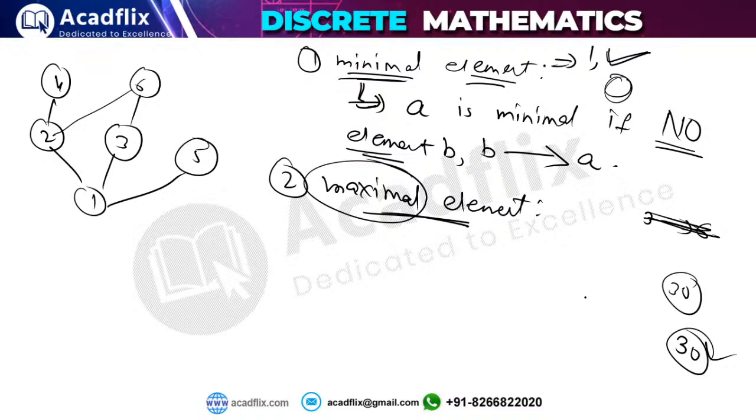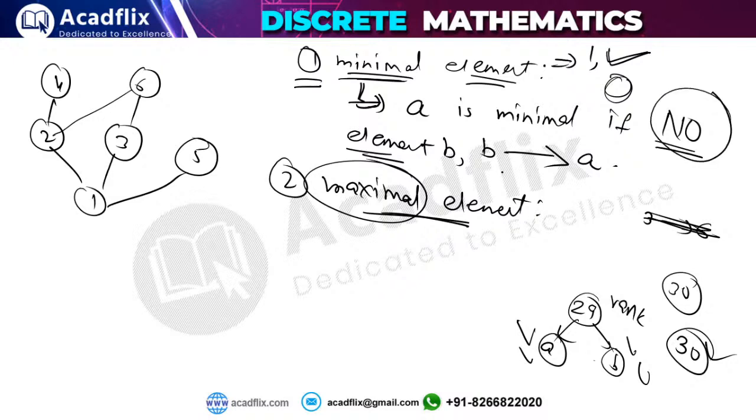But it could also happen that on the 29th rank there are 2 students, student A and student B. These are minimal too, because below A there is no one and below B there is no one, since they are on the same level. So minimal means below you there is no one. That is the definition of minimal: no element B such that B is related to A.